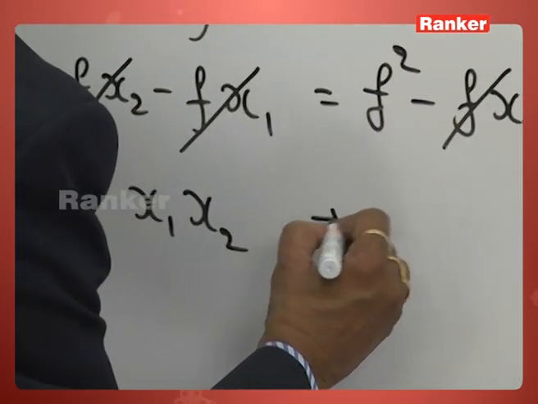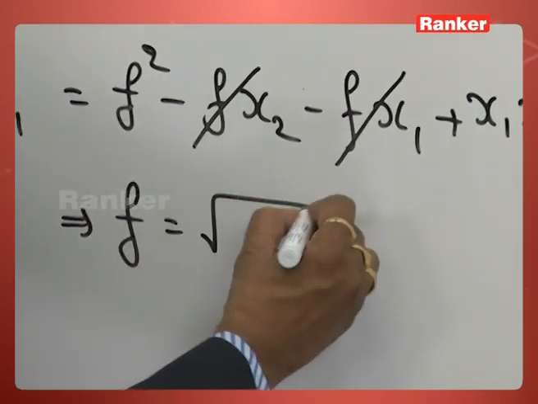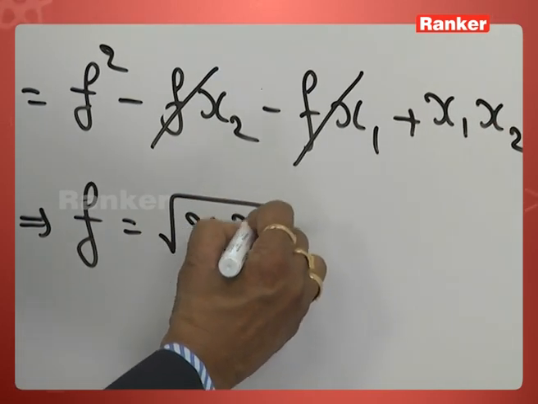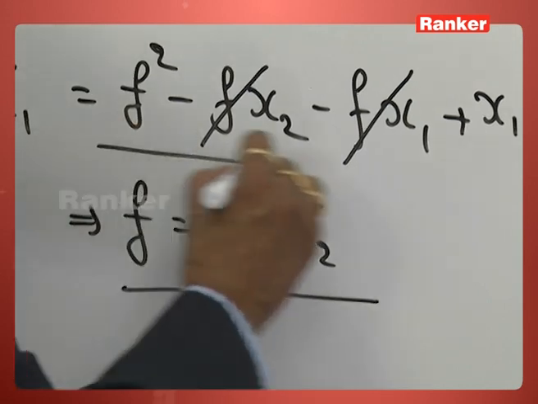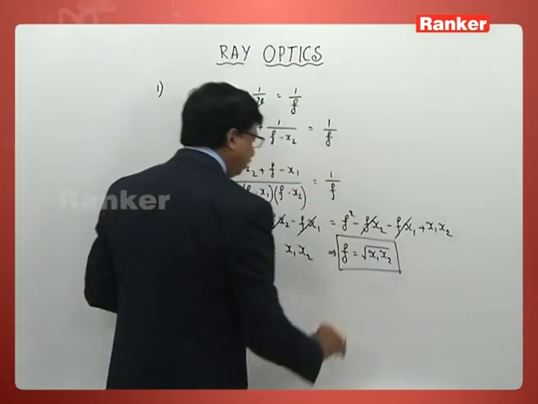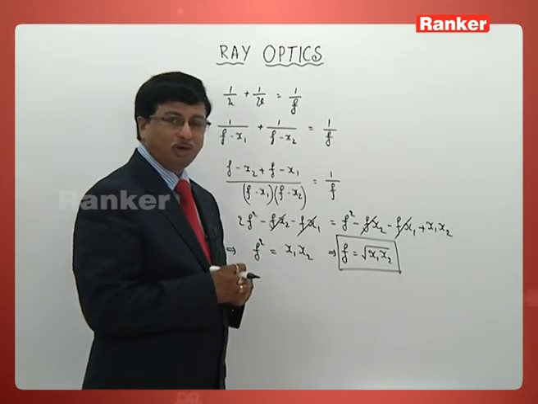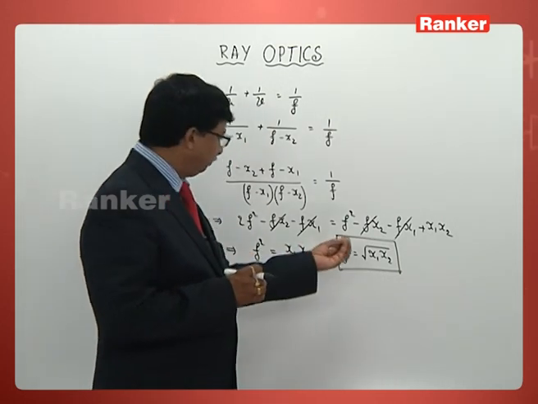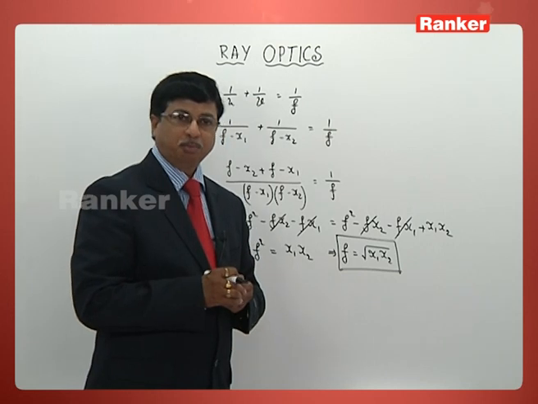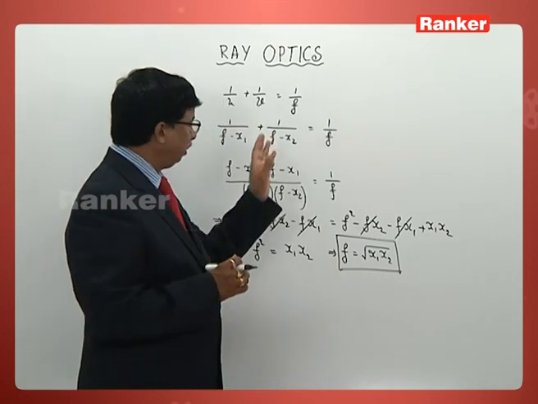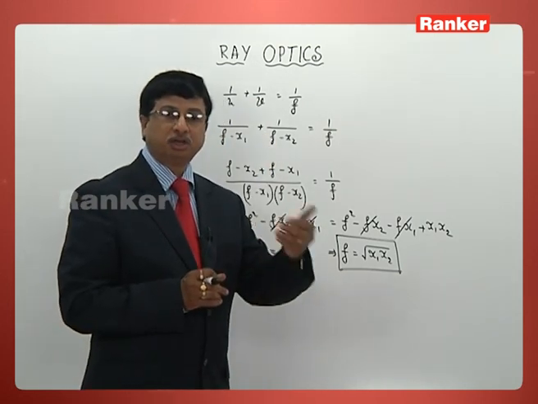What is the focal length of the mirror? That is the question. So f now becomes the square root of x1 x2. That is the correct equation. But actually I have reminded you how to acquire this result. In reality, this particular concept comes under Newton's formula.